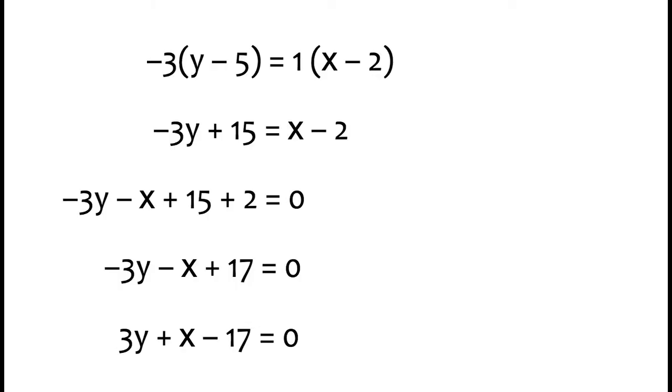So we have minus 3y minus x plus 15 plus 2 equals 0. Simplifying that, we'll have minus 3y minus x plus 17 equals 0.